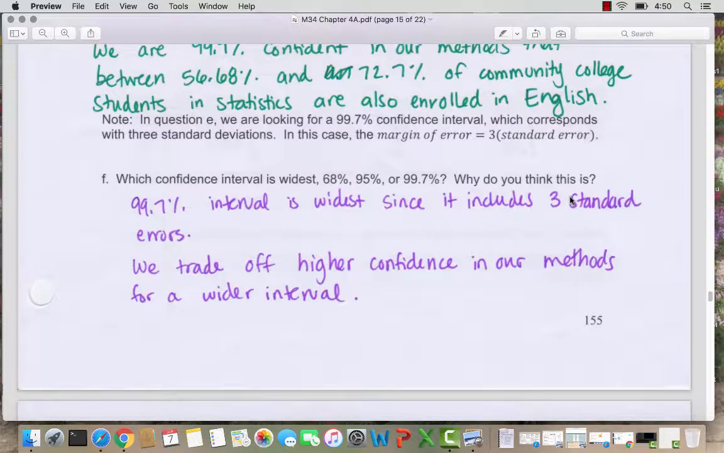So question F asks us to think about which confidence interval is widest. So we see clearly from our calculations that 99.7% interval is widest since it includes 3 standard errors, right? It goes lower than the other intervals and it goes higher than the other intervals. So that makes it a wider interval. So we trade off higher confidence in our methods for a wider interval. So if we want to be more sure, there has to be more possible population values.